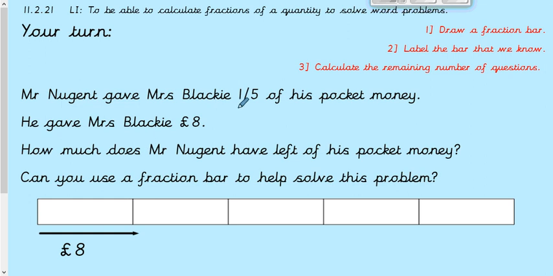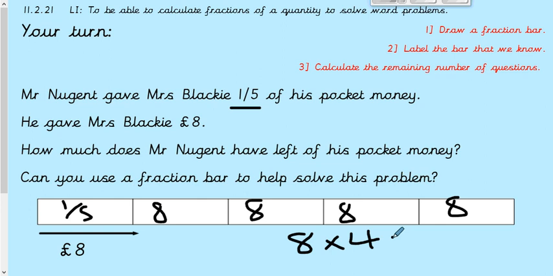So we know the fraction is 1/5, so therefore I have made a fraction strip of 1, 2, 3, 4, 5 equal parts, which are each worth a fifth. And we know that he's given Mrs. Blackie £8, so then this fifth represents £8. So if we know that this part equals £8, then the rest of them are going to equal £8. And if we want to know how much he's got left, we can just add these all up, or you can times them by 4. So 8 times 4 is 32. So therefore, he's got £32 left.